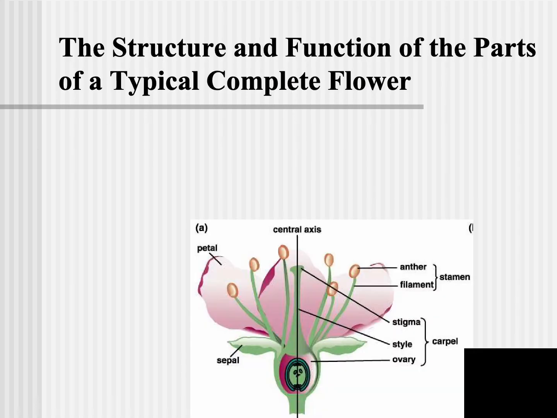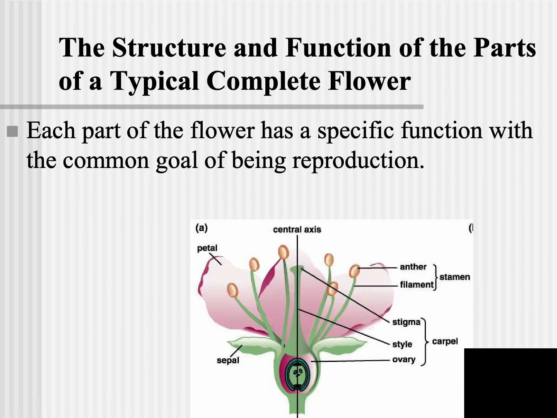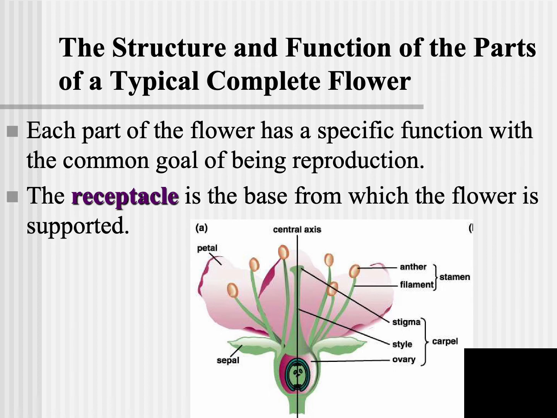Flowers have different parts. So we're going to take a look at the structure of a flower. Each of the parts has a specific function. We're going to start down here with the receptacle. So this is the base of the flower. It supports the flower from falling over.